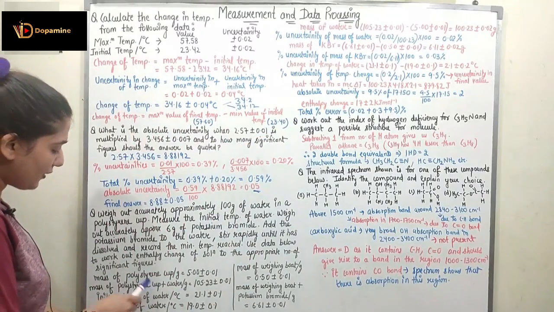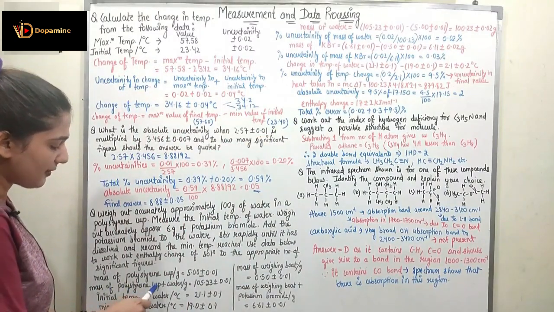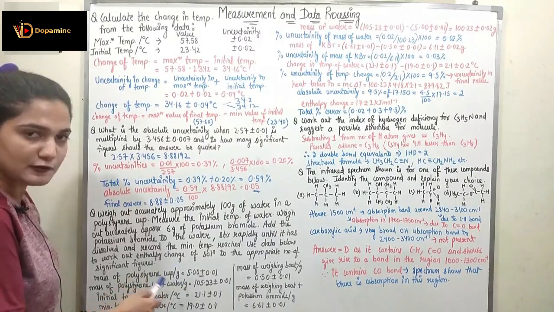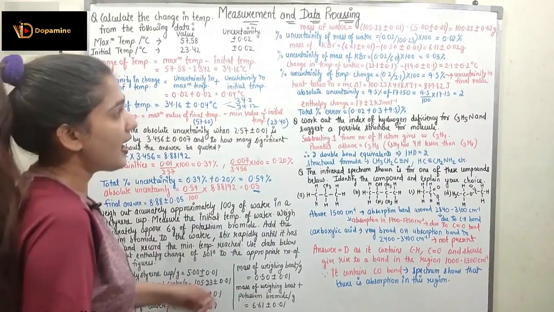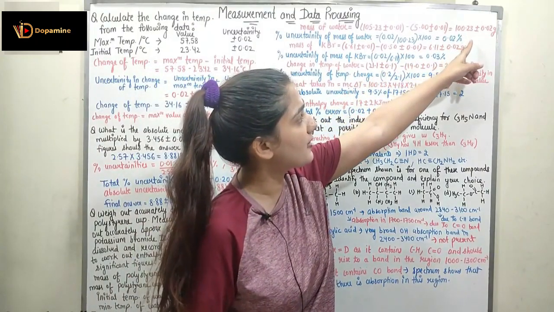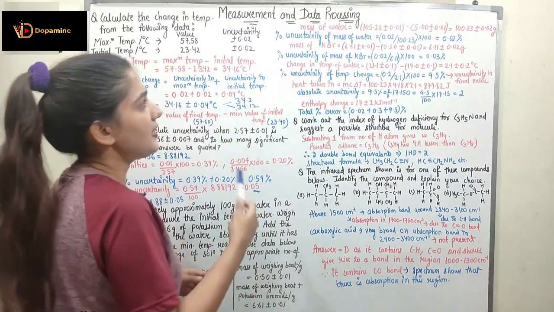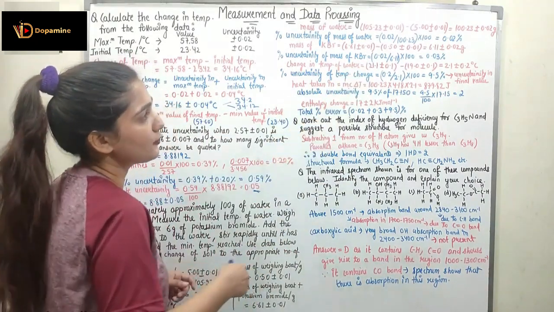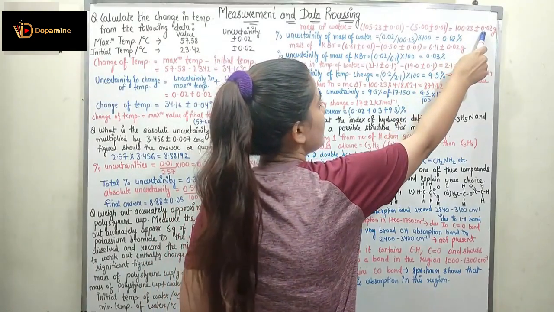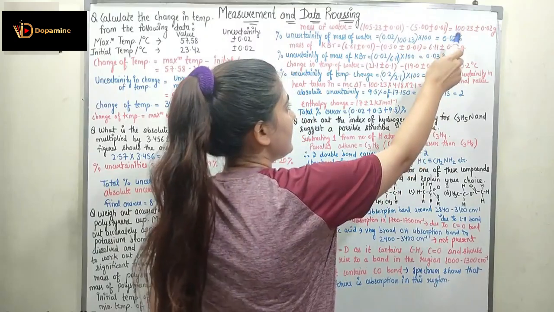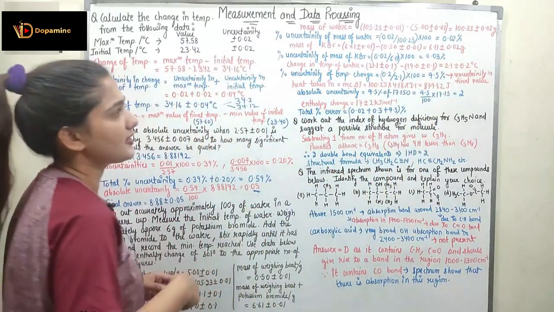So now what we are going to do: mass of polystyrene cup plus water minus the mass of polystyrene cup is going to give me the mass of water, so that I will be getting the mass of water equal to 100.23 ± 0.02 gram. Percentage of uncertainty of mass of water will be equal to, so what is the uncertainty? 0.02 divided by 100.23 multiplied with 100, that is 0.02 percentage.